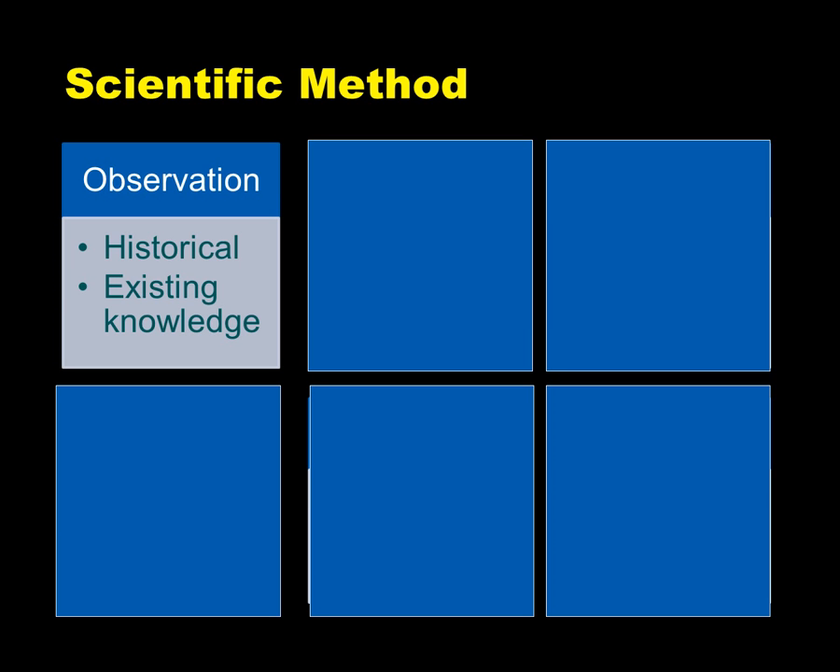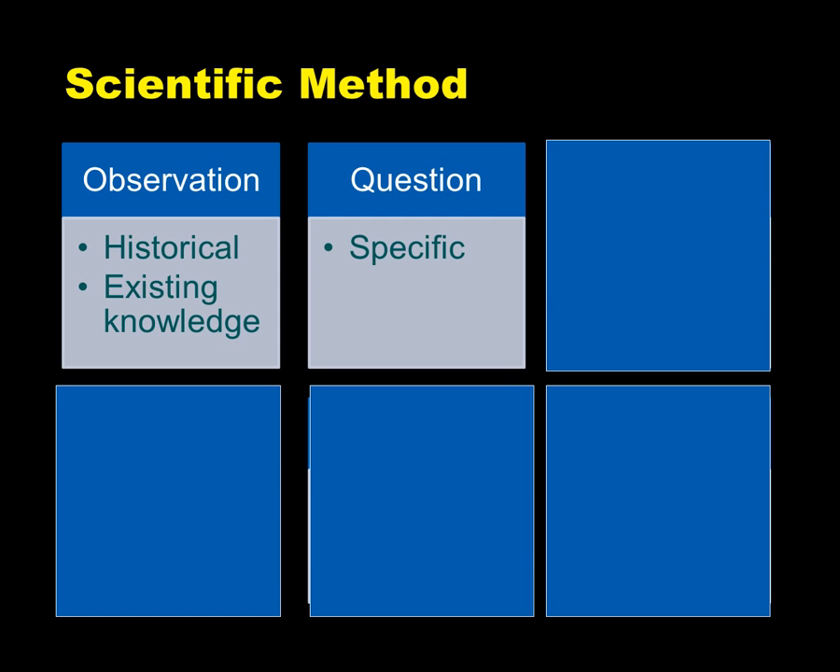Something piques your interest. After you make an observation, what should you do then? A curious mind would then pose a question. The second step of the scientific method is asking a question. And the question should be very specific. If it's not specific enough, then the subsequent steps may not give you the proper answer. So it has to be a very specific question.